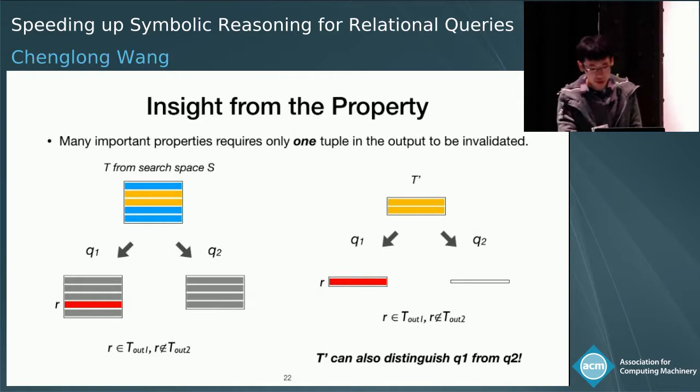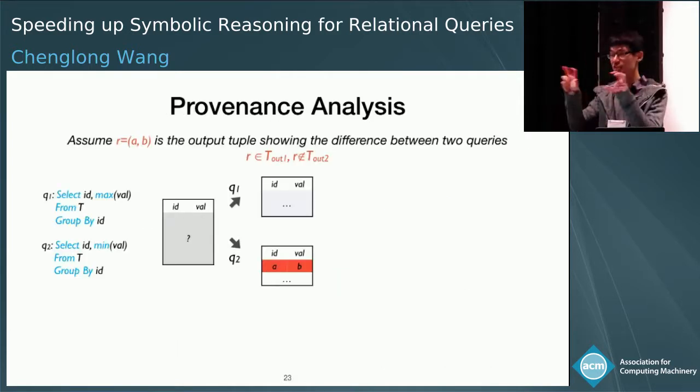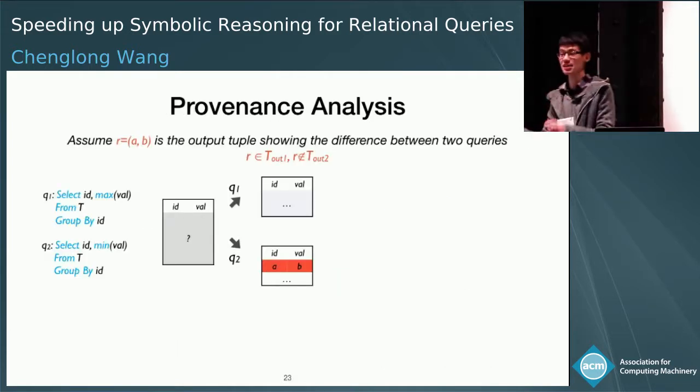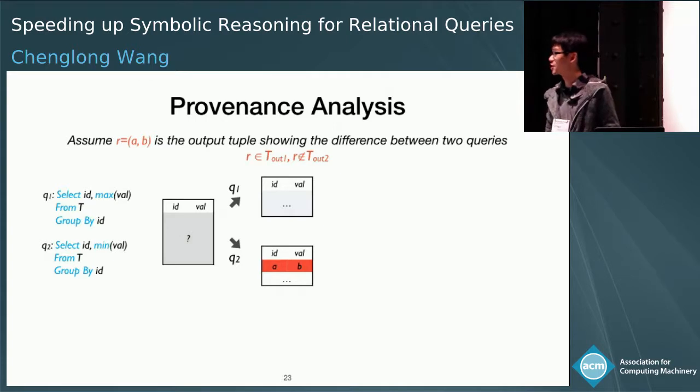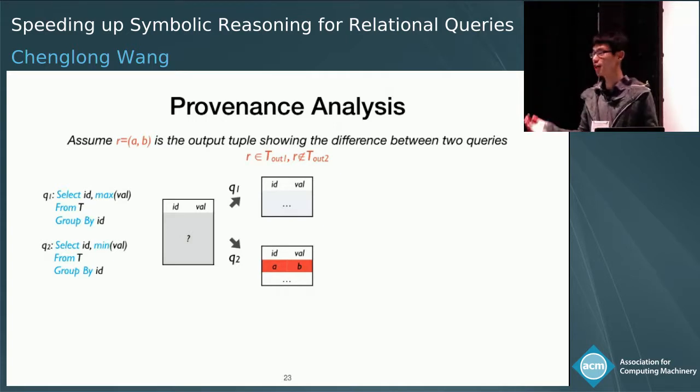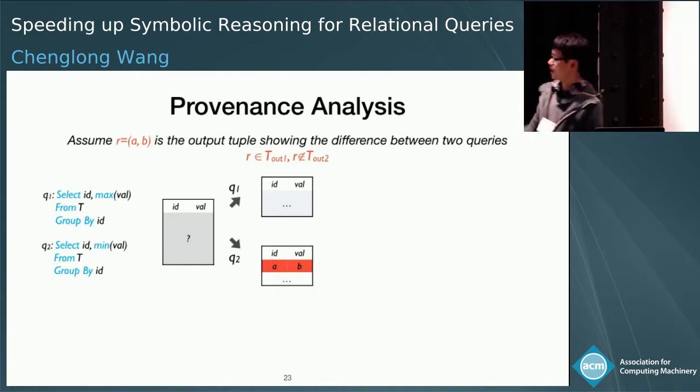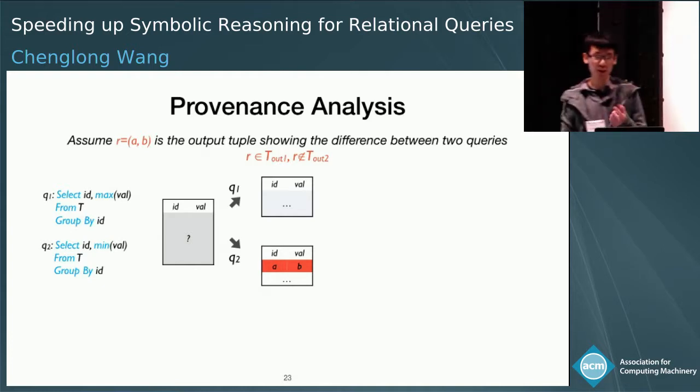So the way to perform this analysis is called provenance analysis. It's basically tracking something in the output, like what's the input responsible for that. So in practice, we will try to solve the problem. No one is going to tell you the R except yourself. So we don't know. We just assume there is a symbolic output, in the form of AB here. And just assume there is an input table that's going to show the difference between the two queries.